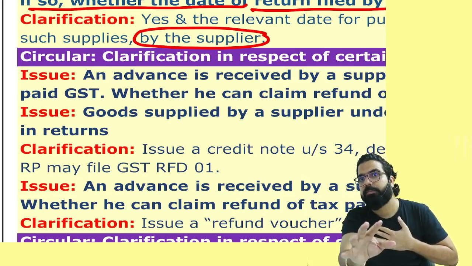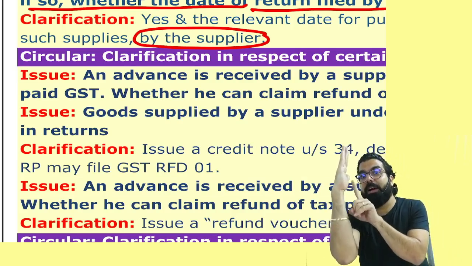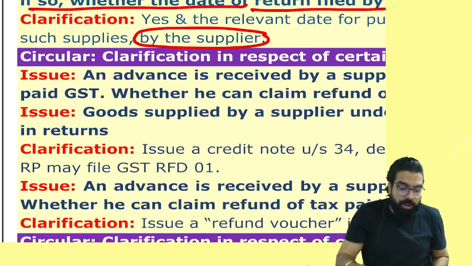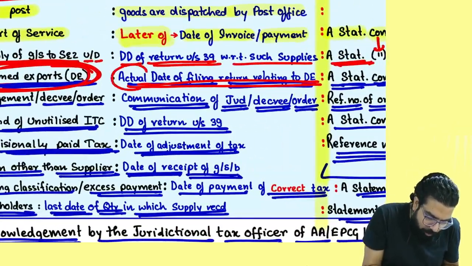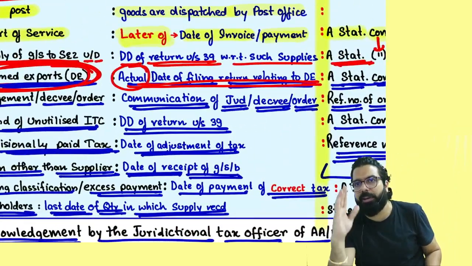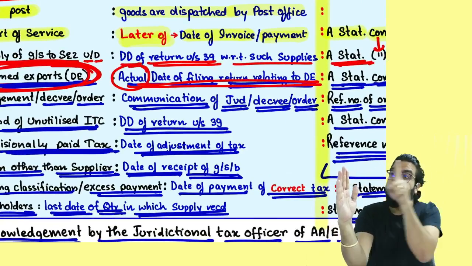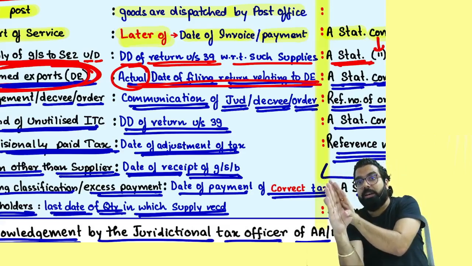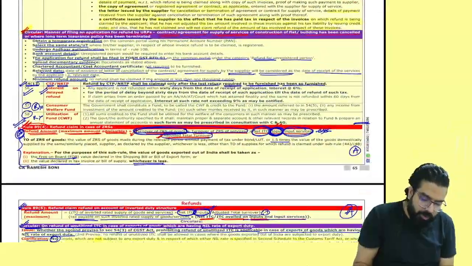When supplier is claiming, the relevant date will be the date of filing the return. Due date or actual date? People, don't forget, it is the actual date of filing the return with respect to the deemed export. When recipient is claiming the refund, for him also the supplier's actual date will be taken, and from the day the supplier files the return, he should file the refund application within 2 years.